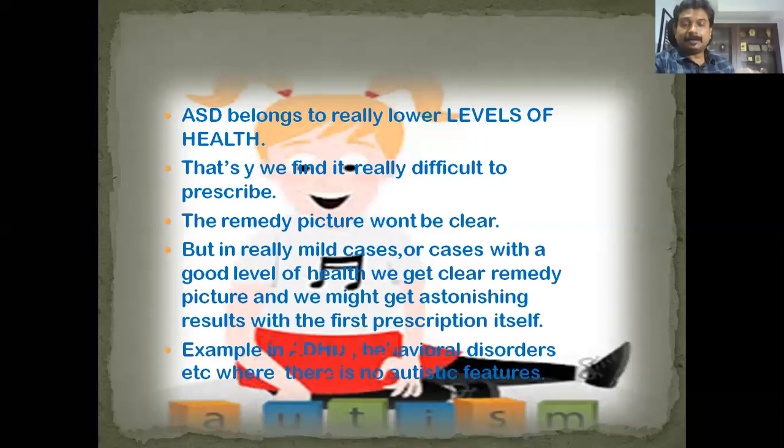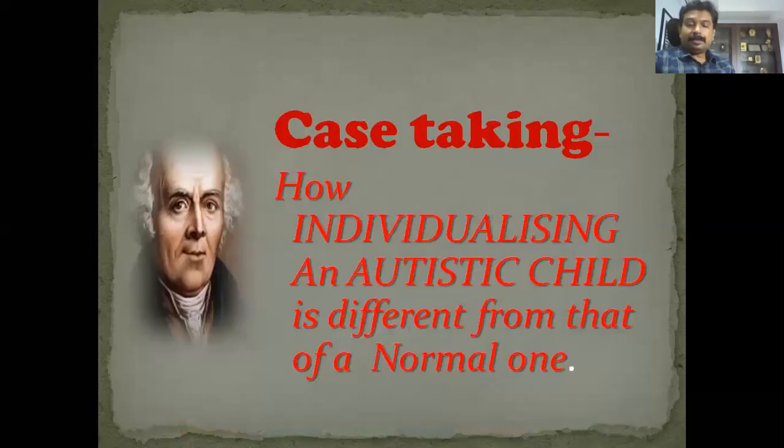So, in ADHD, behavioral disorders, etc., where there are no autistic features, we might be able to bring great cures, great results with a single remedy. If we have to say in a nutshell the scope of homeopathy, in established autistic cases, it is really a time-consuming exercise. We have to wait, prescribe meticulously, and take the follow-up very correctly to get even a slight improvement. But in other cases, like simple destructiveness, attention problems, behavioral issues, we might get fantastic results. So now coming to the second part, the case-taking part.